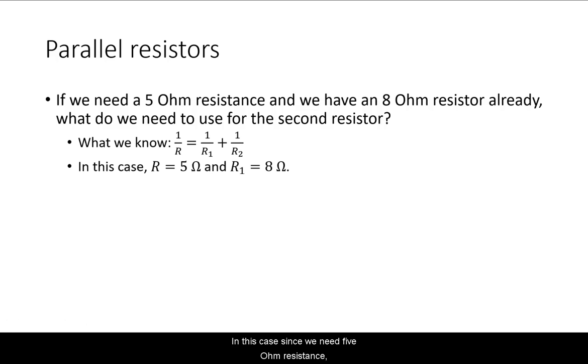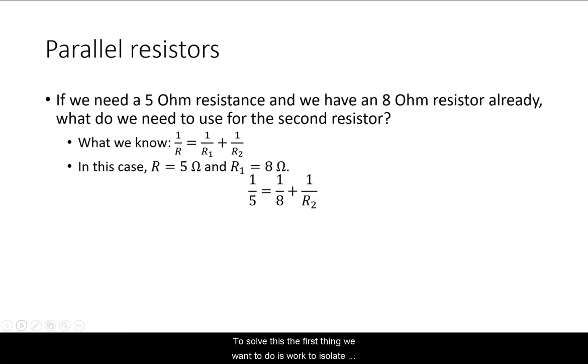In this case, since we need 5 ohm resistance, that 5 ohm resistance is our R. So R equals 5 ohms, and the resistor that we have is 8 ohms. What we don't know is the resistance of this second resistor here. Plugging that into the formula, we get 1 over 5 equals 1 over 8 plus 1 over R2.